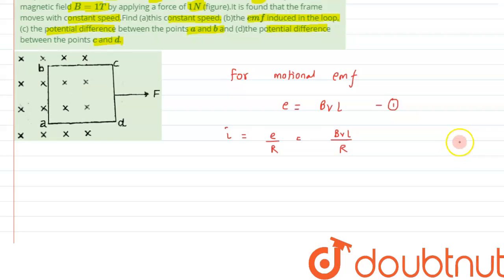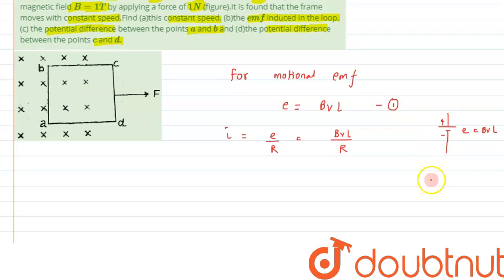Also we can replace this CD section by a battery source. If we try to draw it over here, this section behaves as if it is a battery source, and the cause of this battery is the motion. Or we can say this is a battery source having a potential of BVL. And here are the positive terminal and negative terminal.